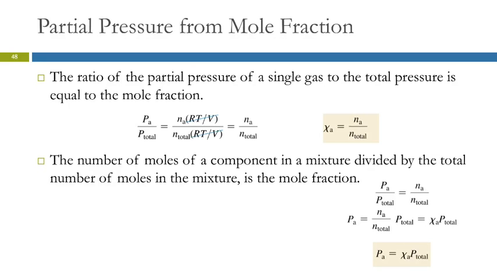The ratio of the partial pressure of a single gas to the total pressure, you could call that a pressure fraction, is going to equal the mole fraction. The pressure of gas A is moles of A times RT over V. The total pressure is the total number of moles times RT over V. The RT over V cancels out, and we've got moles of A divided by the total number of moles. That's called the mole fraction.